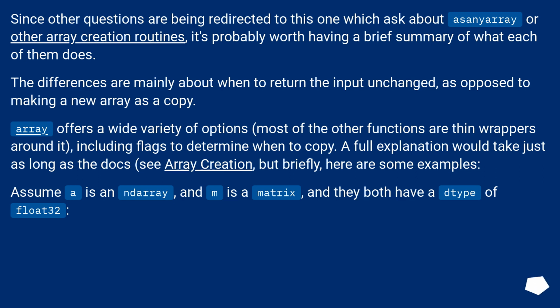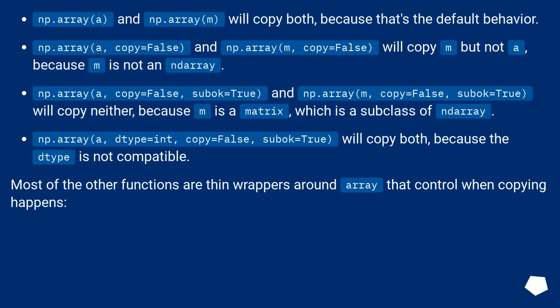Assume A is an array, and M is a matrix, and they both have a type of float32. np.array(A) and np.array(M) will copy both, because that's the default behavior. np.array(A, copy=False) and np.array(M, copy=False) will copy M but not A, because M is not an array. np.array(A, copy=False, subok=True) and np.array(M, copy=False, subok=True) will copy neither, because M is a matrix, which is a subclass of an array. np.array(A, dtype=int, copy=False, subok=True) will copy both, because the type is not compatible.